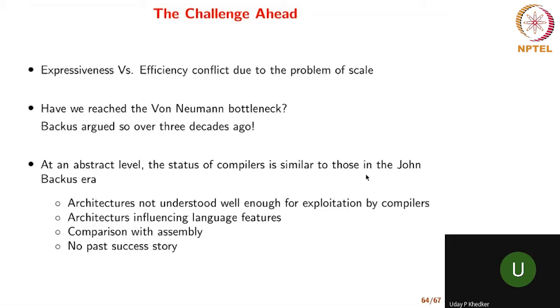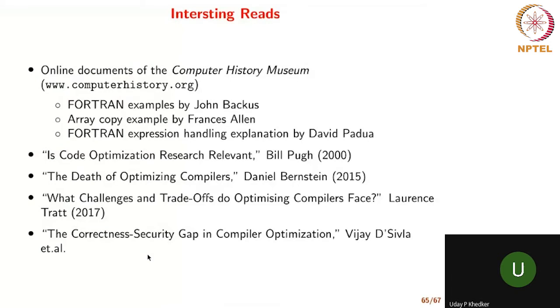but on the frontiers of the architecture, let's say you talk about supercomputing, parallel computing, tomorrow quantum computing, the comparison with assembly will always exist. And when it comes to comparison with assembly for such applications, there is no past success story. So the era faced by John Backus was characterized by these four features, and I feel that on the frontiers of computing, these four features continue to remain and continue to torment the compiler writers who try to address them. I have listed the many interesting references that I have used in building this talk. You can go through these and read the original text.